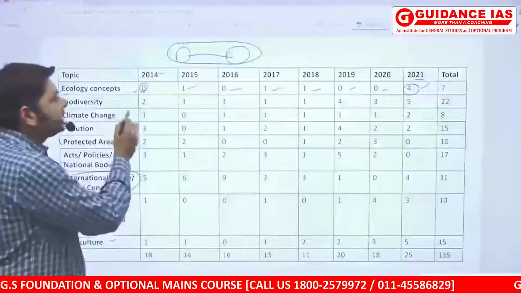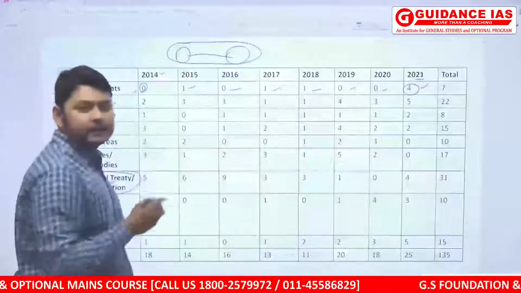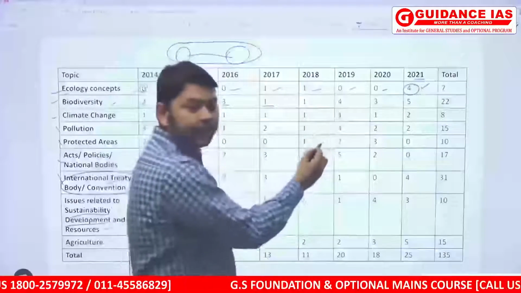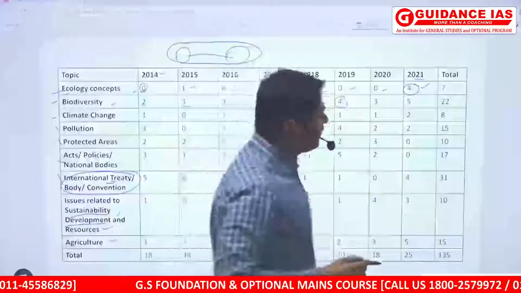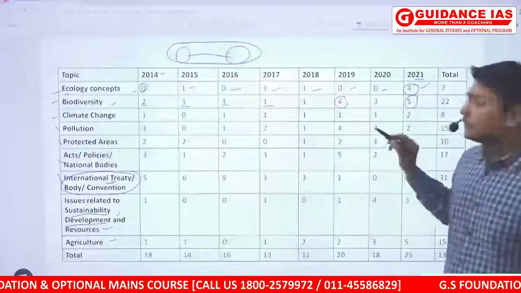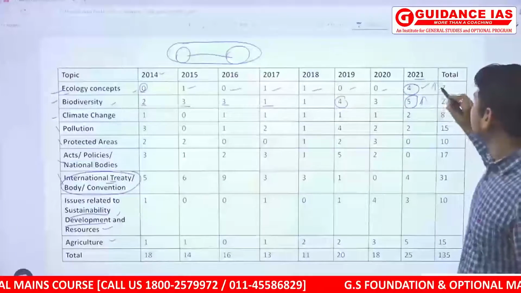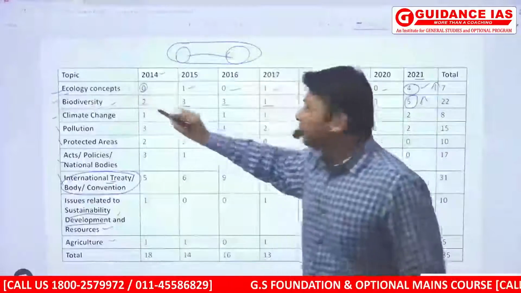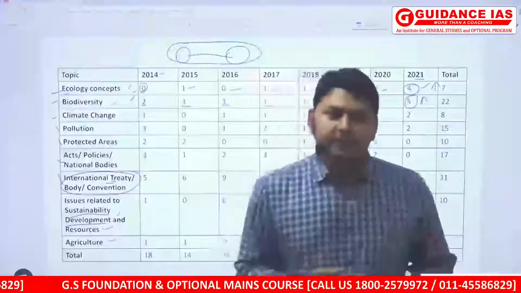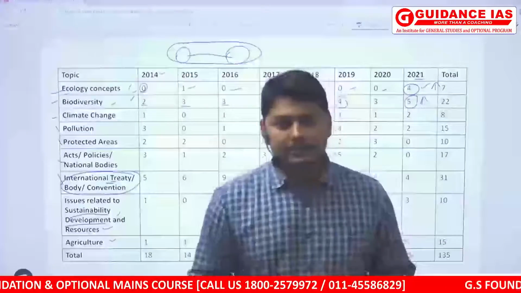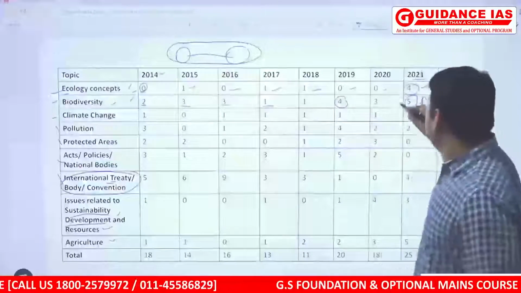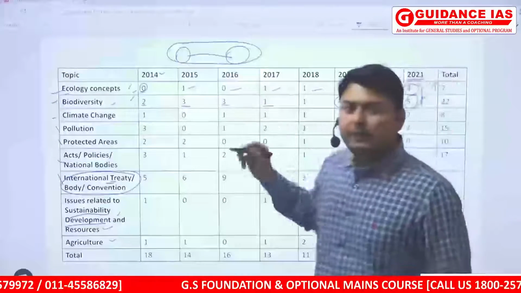In biodiversity, we can see that the weightage is around 2, 3, 3, 1. But in 2019 it was almost 4 questions, and in 2021, from biodiversity, it was around 5 questions. So this is a heavy weightage section. But we cannot say that if questions have come from this topic this year, the same trend will be followed in the next examinations. So we need to have an approach.